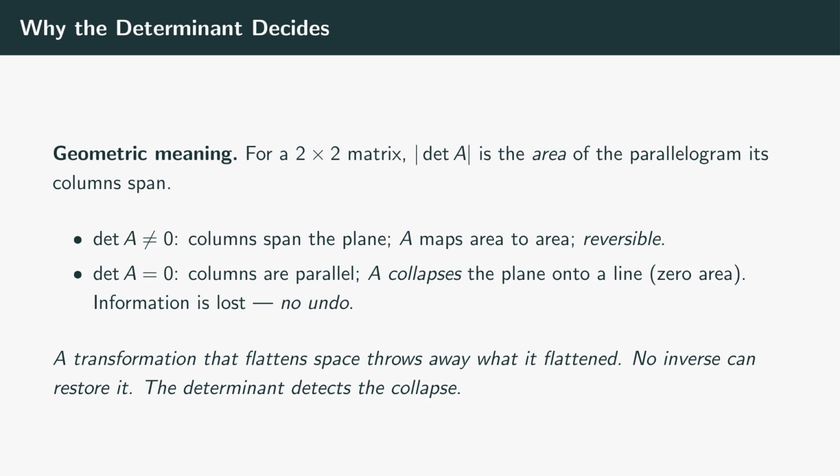But if the determinant is 0, the two columns are parallel. The parallelogram has collapsed to a flat sliver of 0 area, and the transformation squashes the entire plane down onto a single line. Once space has been flattened, many different inputs get mapped to the same output, and there is no way to tell them apart afterward. The information is gone, and no inverse can bring it back. That is the deep reason a singular matrix can't be undone. It destroys area, and the determinant is exactly the detector that measures whether that destruction happened.